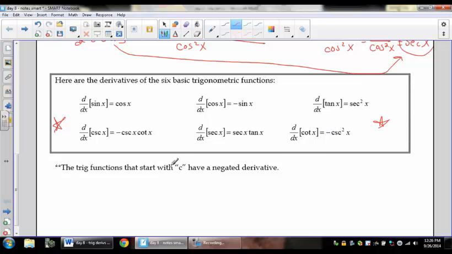Easy. The trig functions that start with c have a negated derivative. Sine doesn't start with c, positive derivative. Cosine starts with c, negative. Cosecant starts with c, negative. Cotangent starts with c, negative.